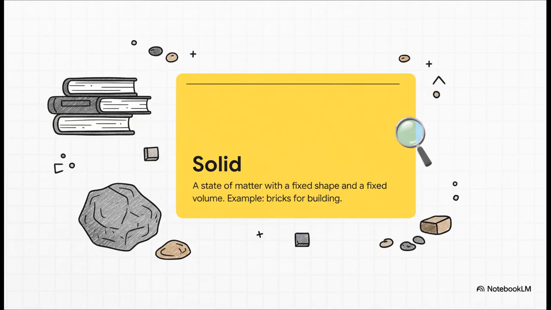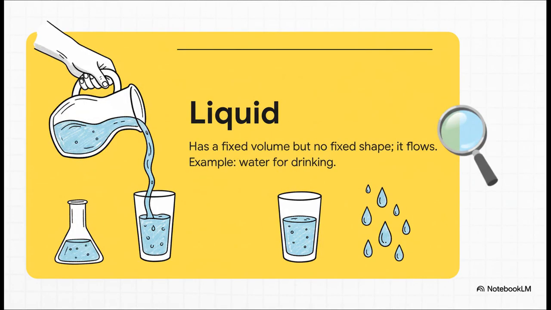First up, we have solids. This one's easy. Solids are things that hold their own shape and don't really change their size. You know, like a brick, or your phone, or a book. They have their own shape and they stick to it. Next, things get a little flowier. We've got liquids. Unlike solids, liquids don't have a shape of their own. They take the shape of whatever you pour them into. Think about pouring water from a bottle into a cup. It changes shape completely to fit the cup.